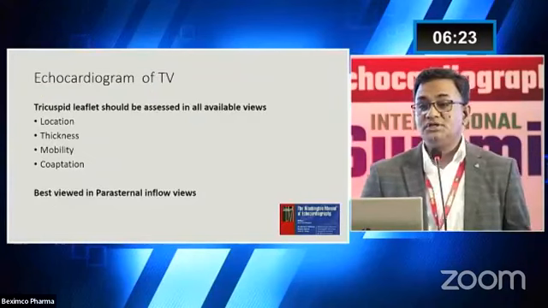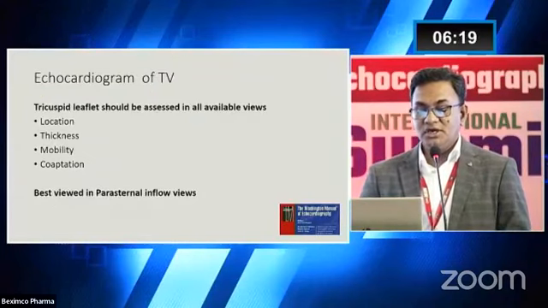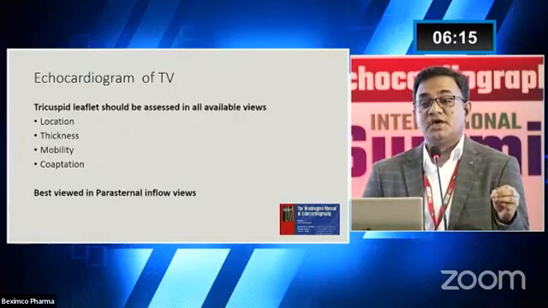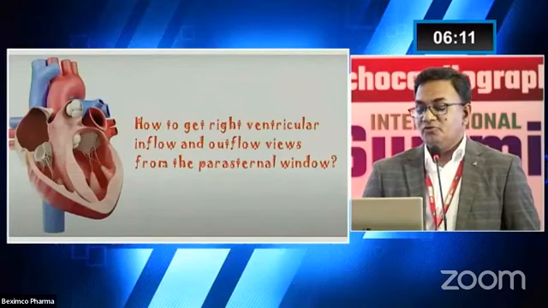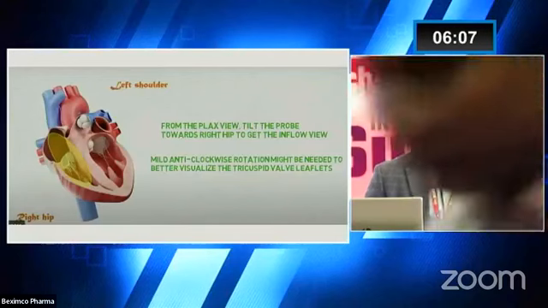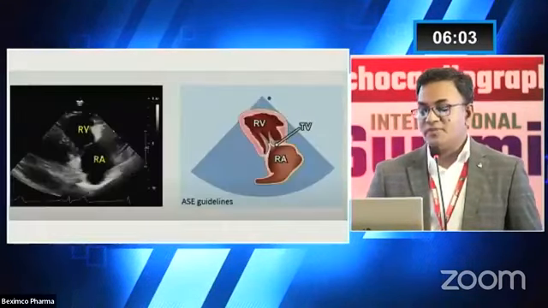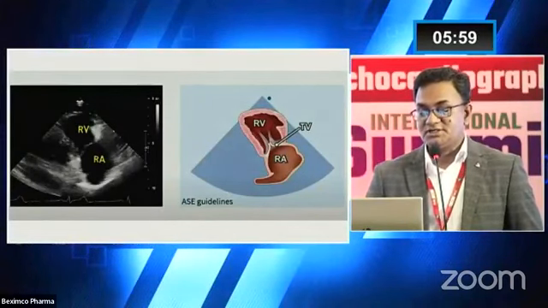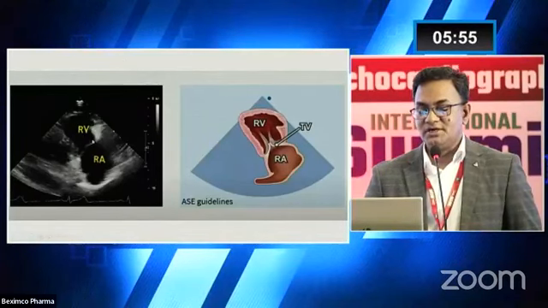So what we see in the echocardiography, we will see the leaflets' location, thickness, mobility, and coaptation. In which view is the tricuspid valve best viewed? How to get right ventricular inflow views? In the conventional parasternal long axis view, if we tilt the transducer towards the right hip, then the tricuspid inflow view is visualized. This is the tricuspid inflow view: right atrium, right ventricle, and this is the tricuspid valve.